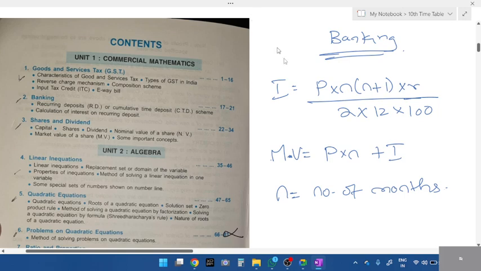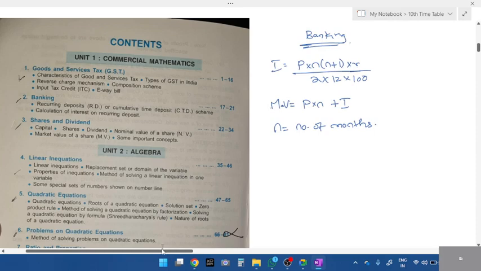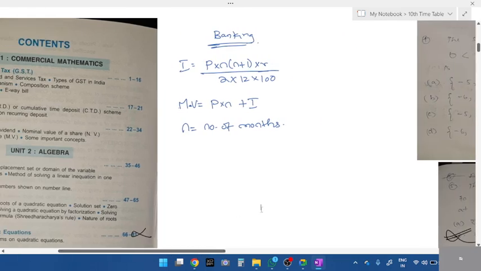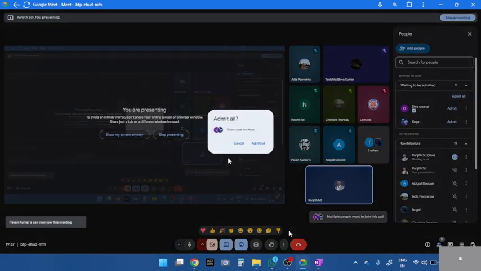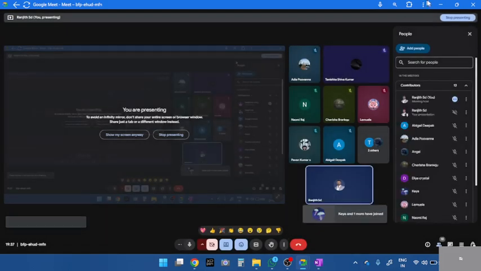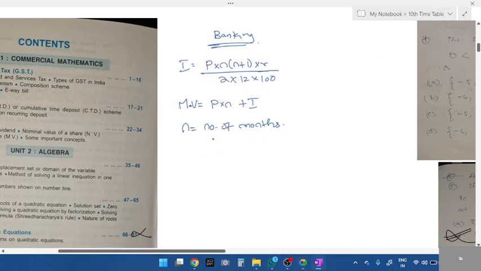Remember that, students. N stands for number of months. Yes, investment. Only when investment is given, right? Only when investment, I'll write that. Only this is banking, students. Banking. N stands for number of months.